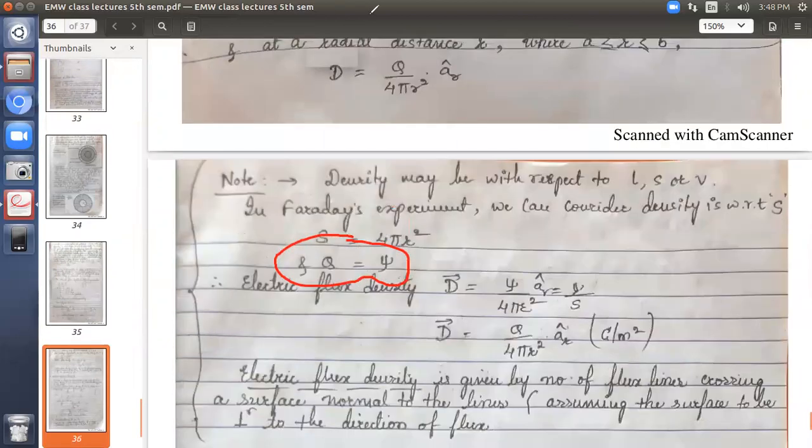Okay, this is it. In today's discussion, we have seen the electric flux and flux density and three important relations: the relation between D and E, between D and rho s, and between D and rho v. Simple theoretical concepts with some equations. With this, we completed the first module. All the theoretical part is over now. If you have any doubts, you can ask me.